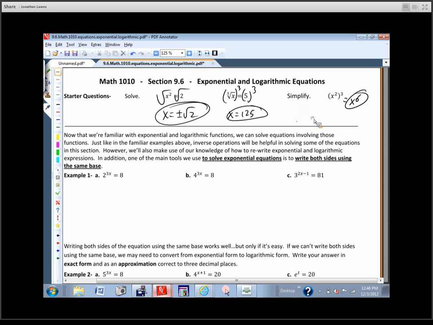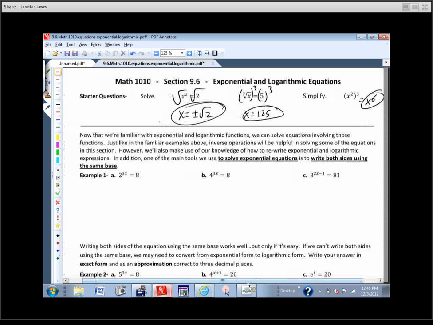Okay, well, now that we're familiar with exponential functions and logarithmic functions, we can solve equations that involve those. So we're going to be solving exponential and logarithmic equations. The cool part about this is we're going to use the same tools that you use for the equations that you've been solving for years. So when I solve this one right here, there are a couple different ways that I can do this. Is this an exponential or a logarithmic equation?